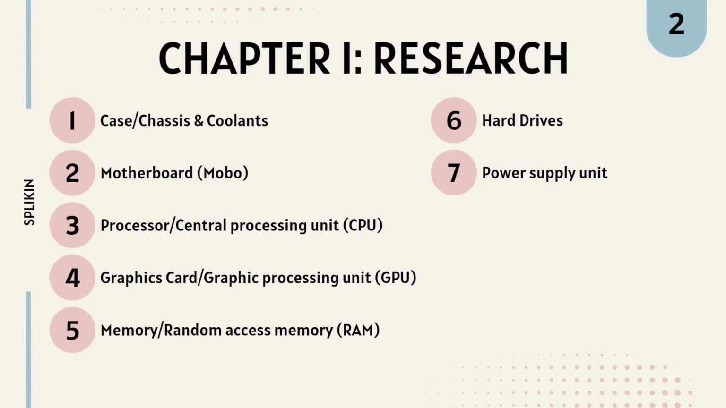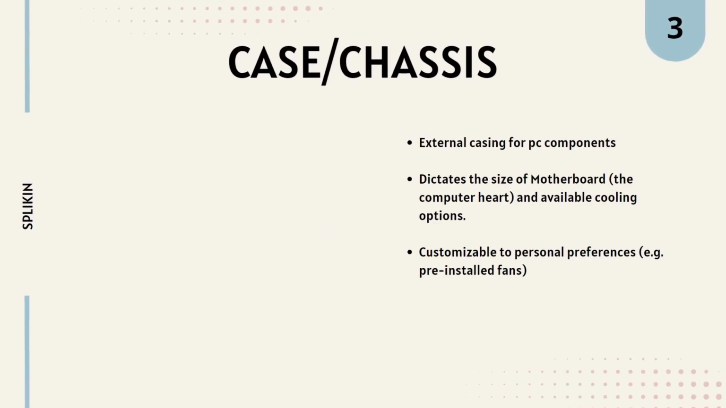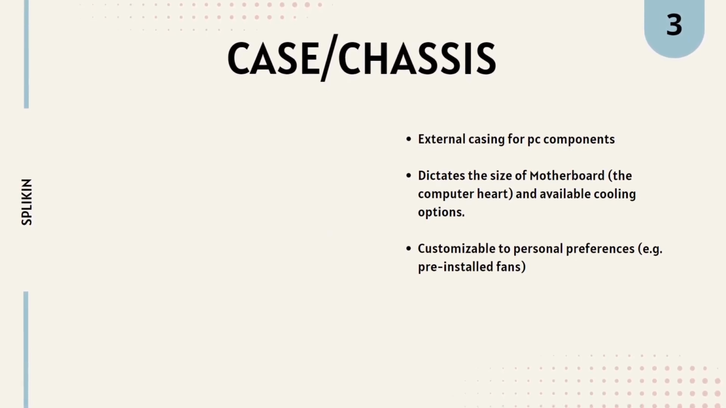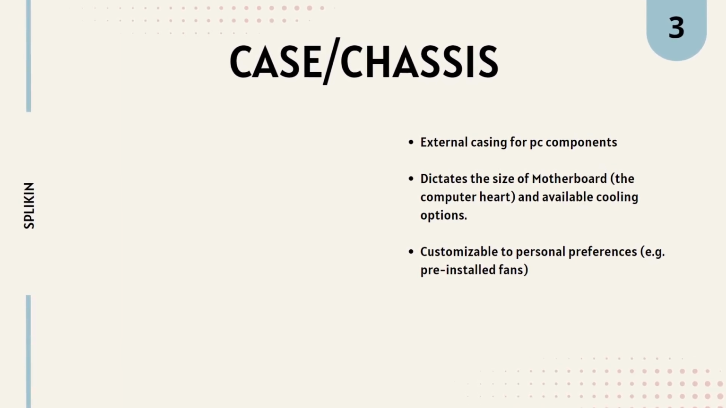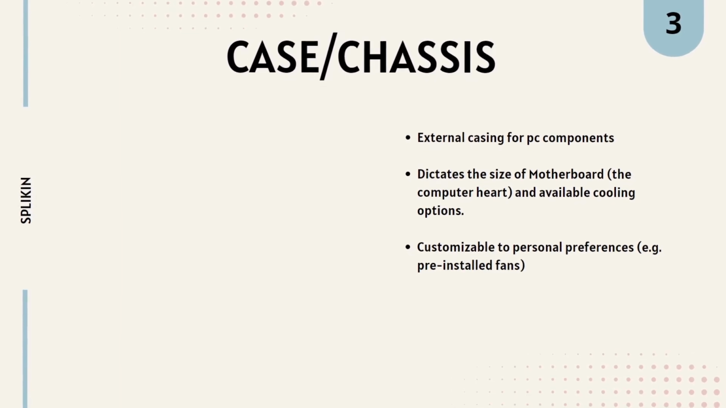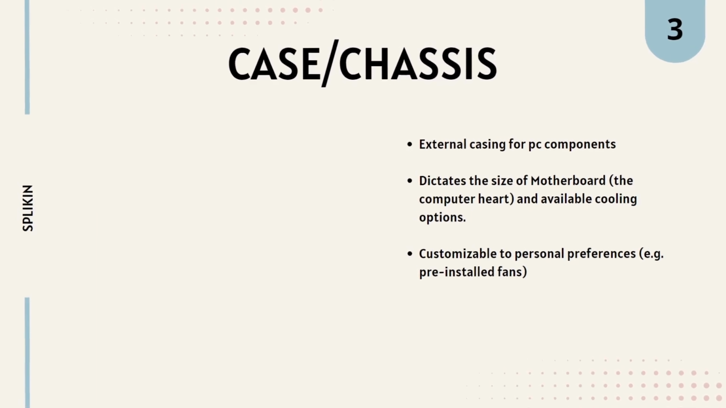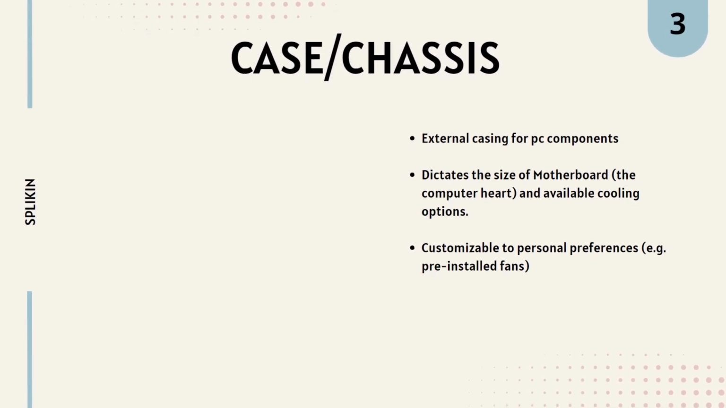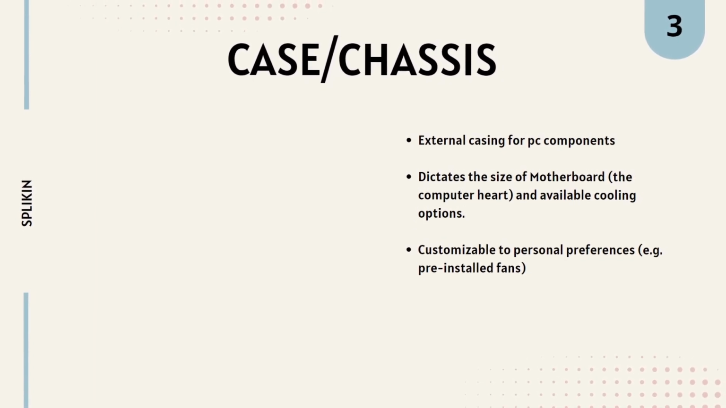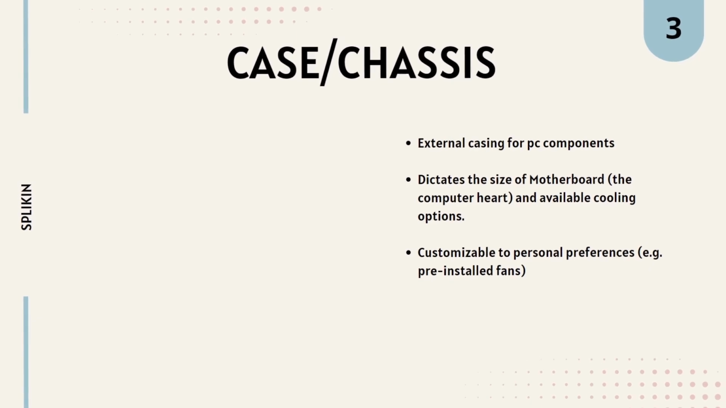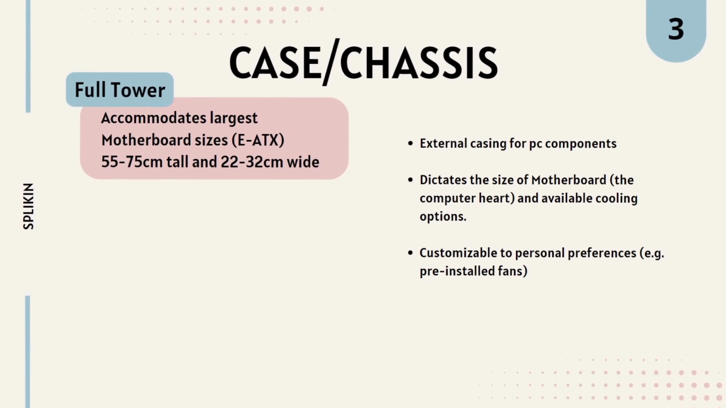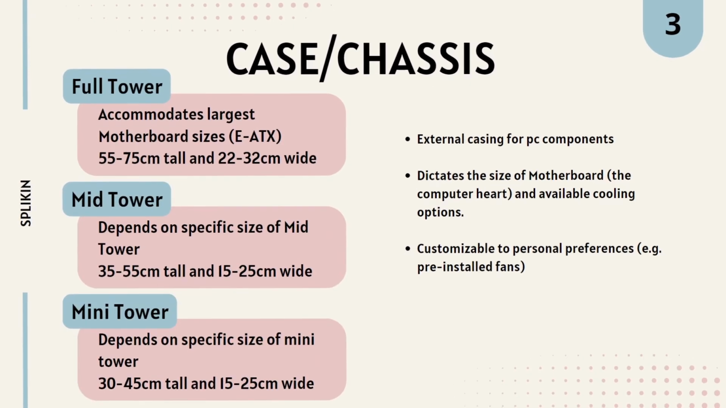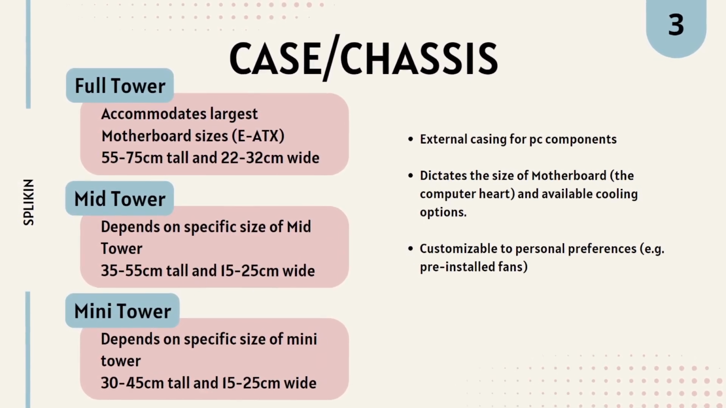Let's begin! The case/chassis is the external casing for PC components. It dictates the size of the motherboard you'll be using, which is the computer heart, and available cooling options. The case is most customizable to personal preferences, and in my opinion is most important to the visual aesthetics of your computer. We have 3 main types of case/chassis. There are full towers, mid towers, and mini towers.